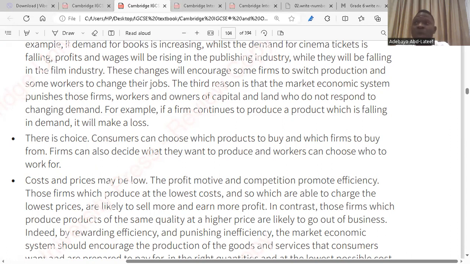Consumers can buy from whoever they want to buy from. You can't put a gun at their head to buy from you. You can't. They have choices to make. Workers can choose which kind of job they want and who they want to work for. That's an advantage in the market economy system.